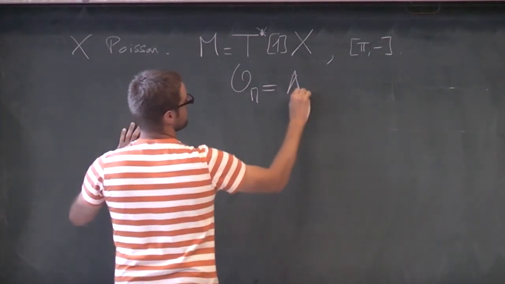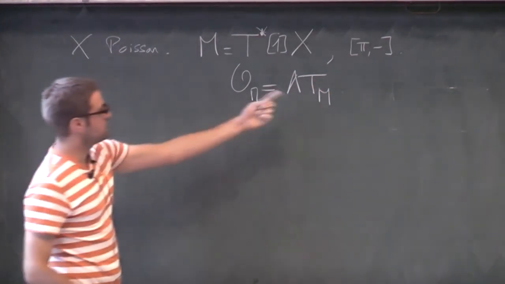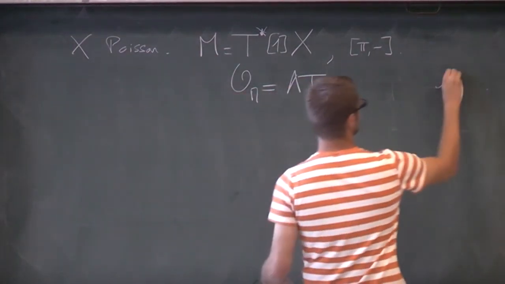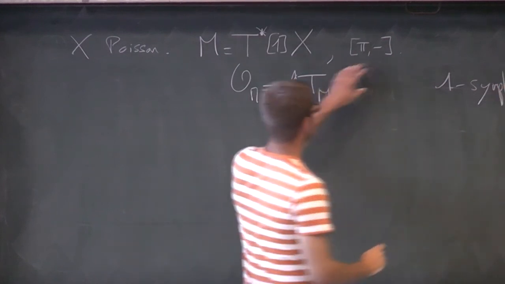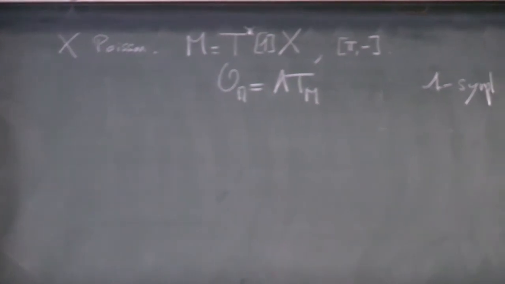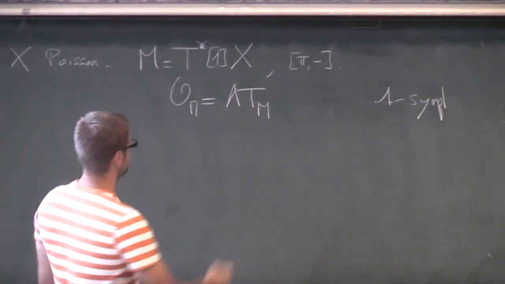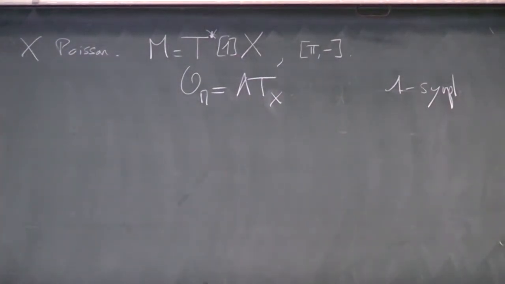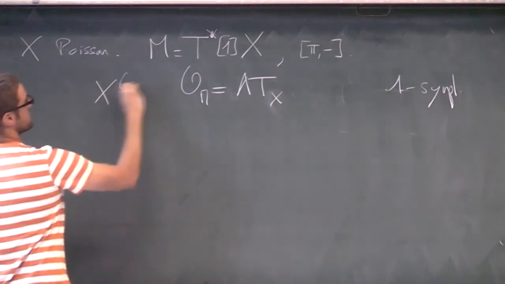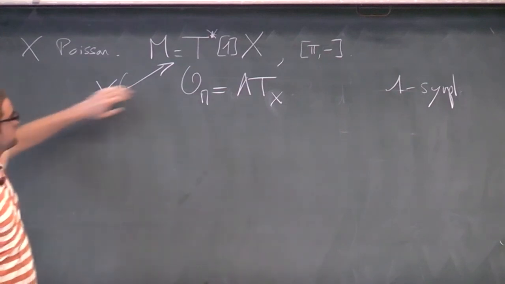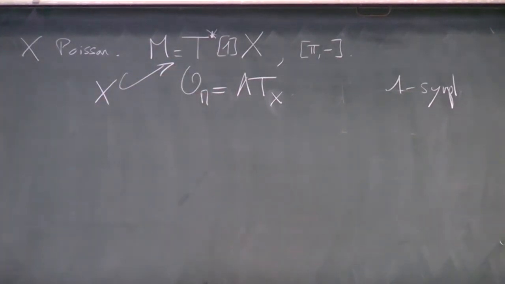Functions on M are just polyvector fields. So this is obviously minus one symplectic, sorry, one symplectic. And it has a differential, so it gives rise to a stack with a symplectic structure. And moreover, it has a Lagrangian guy inside it, which is X. Actually, you could take any smooth manifold, take the conormal bundle, and it will give you an example of a Lagrangian guy inside it.